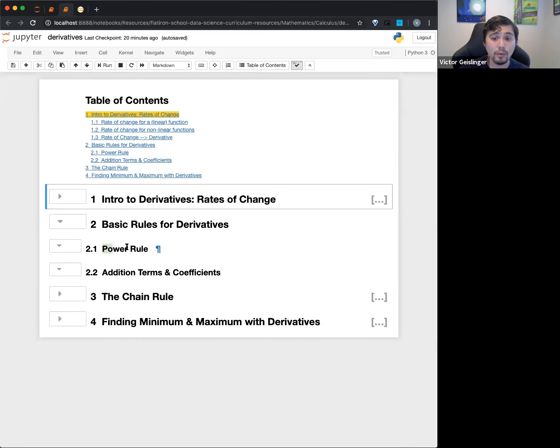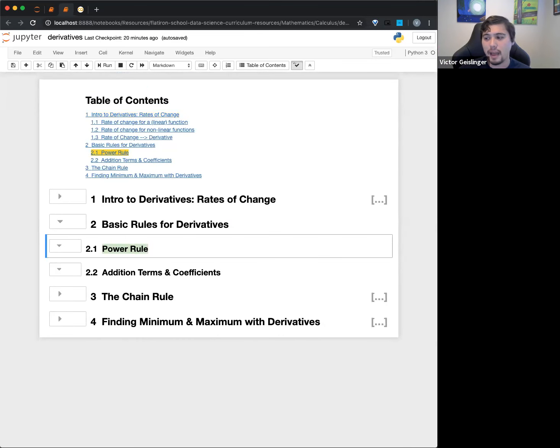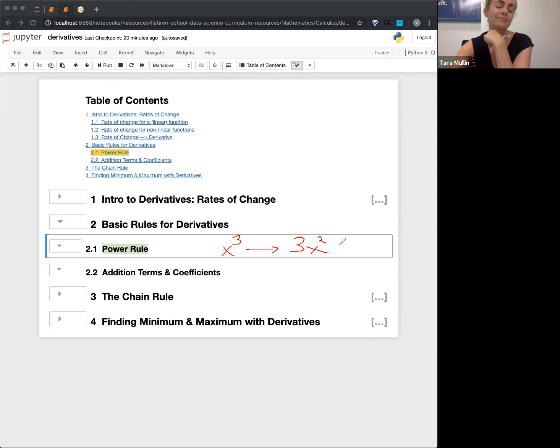So one is the power rule. Does anyone by chance remember what the power rule is? And it's okay if you don't quite remember. Is it the one where you're taking the exponent and multiplying it by? Yeah. So a good one is, what if I have this function here and I take the derivative with respect to x? What would this be based on the power rule? 3 times x squared. Yeah, so no problem.